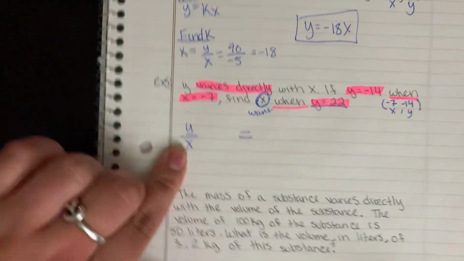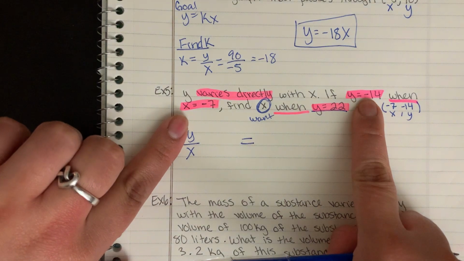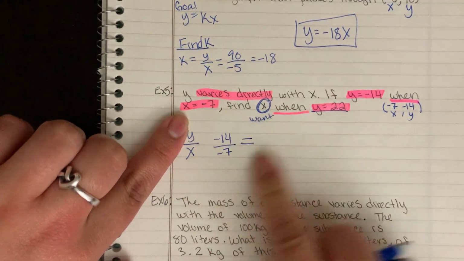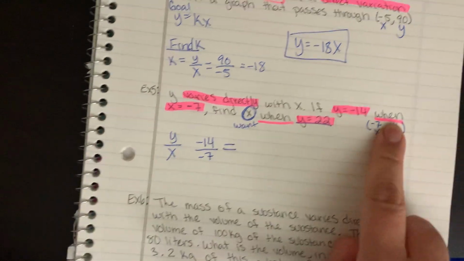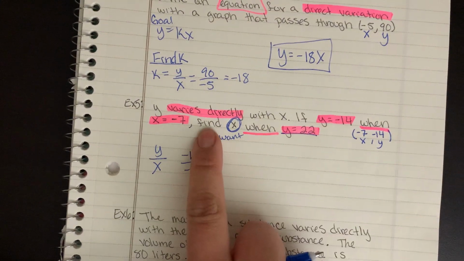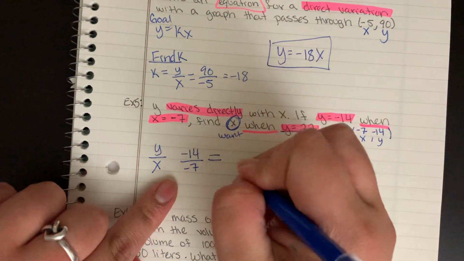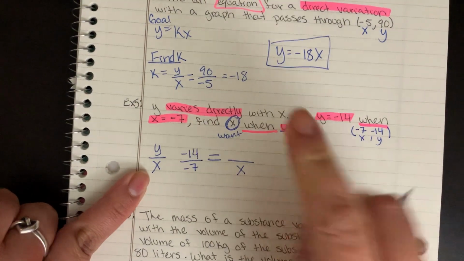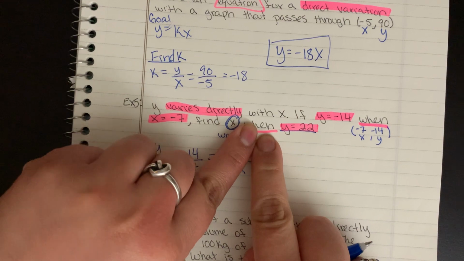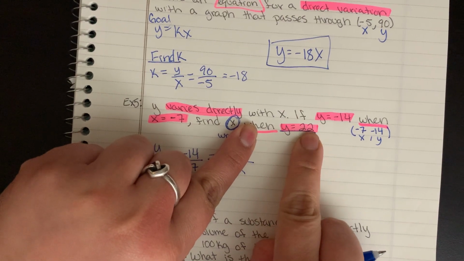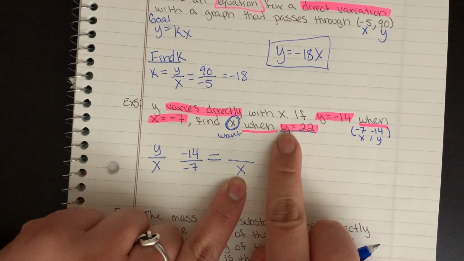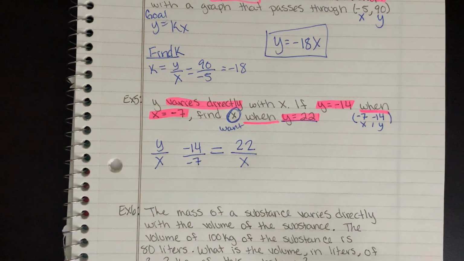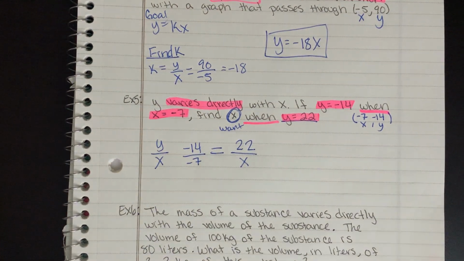So that's what we have. What was given to us? Negative 14 over negative 7. And I know these go together because of this connecting word "when." Now it's telling me to find x. Well, where is x? At the top or the bottom? It's at the bottom. When, there's that connecting word, y equals 22. So for this x, we know y has to be 22. Okay, we have a proportion.